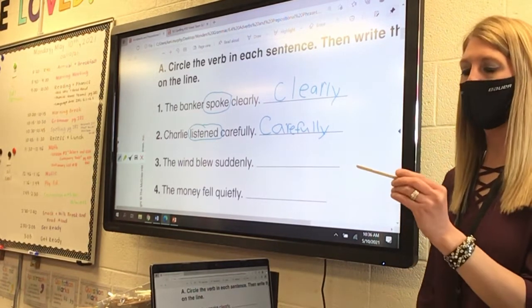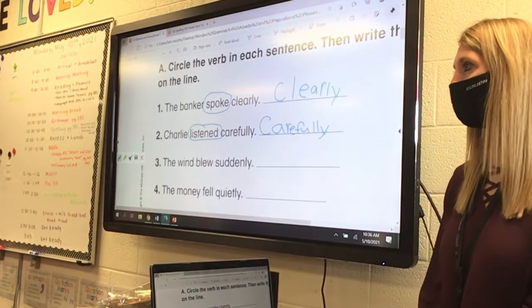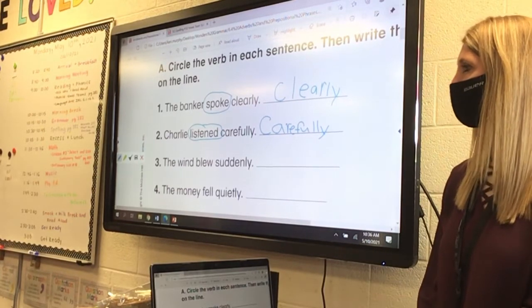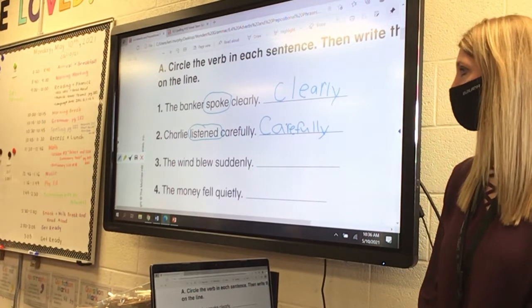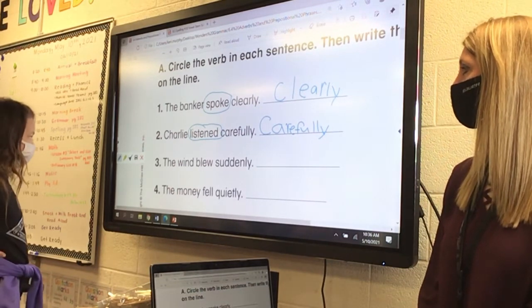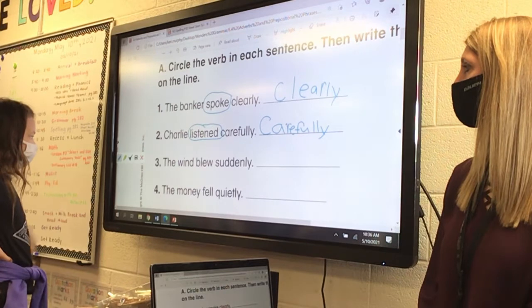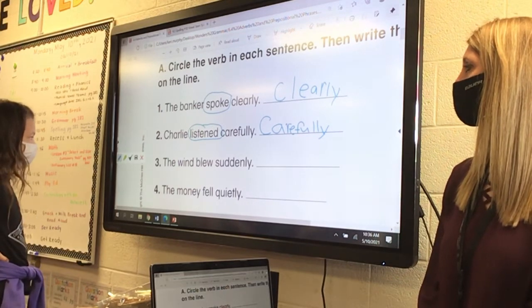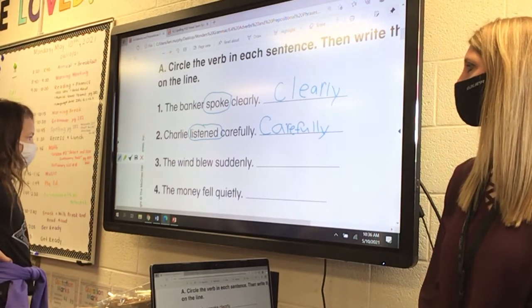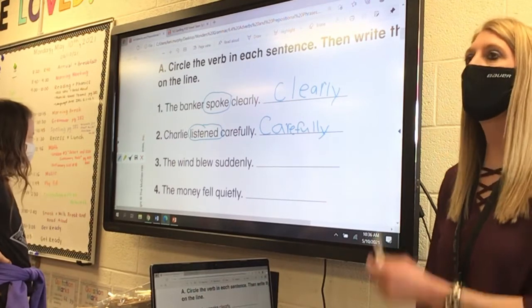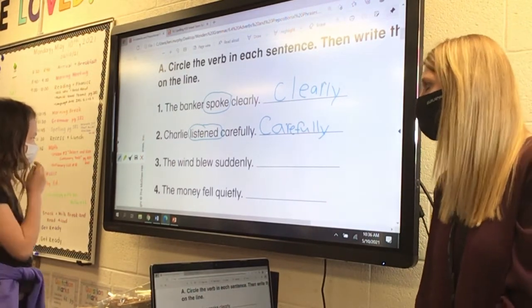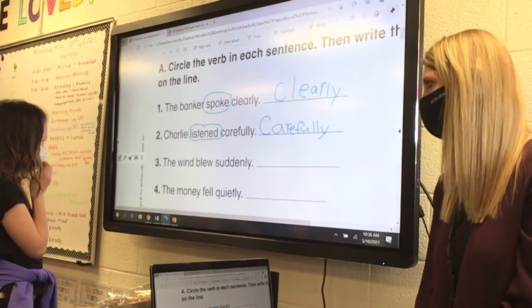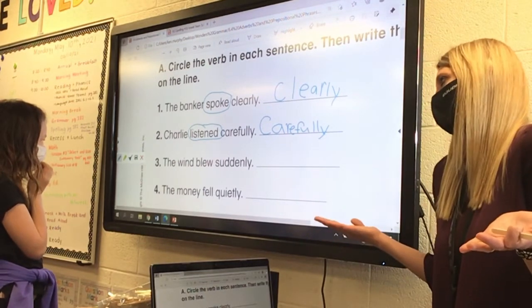Okay, number 3. I drew Lily's stick. Lily, can you read that? I can help you if you get stuck on a word. Wind. The wind blew suddenly. So, what is the wind doing? What's the verb? You circle the verb. What is the wind doing?